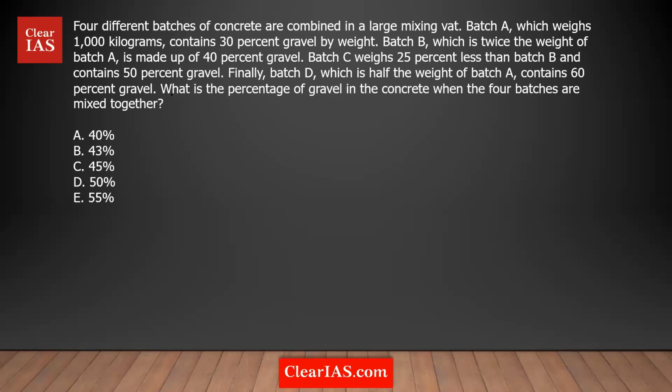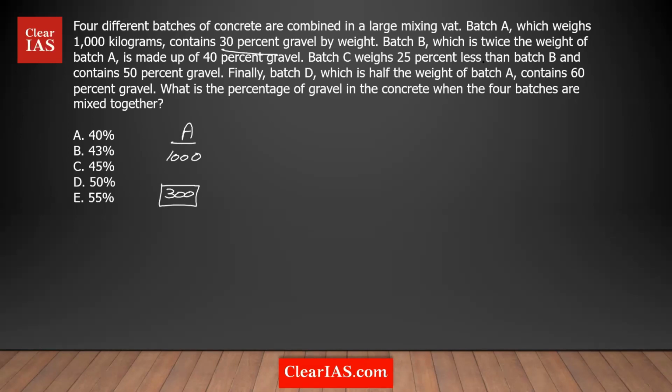Okay, so no problem at all. Let's take batch A. Batch A, what's the weight? 1000 kilogram, and 30% gravel by weight. What would be 30% of 1000? 10% is 100, so 30% is 300. So you don't need to do any calculation. Straight away, you should be able to find that 300 kilogram will be gravel in A.